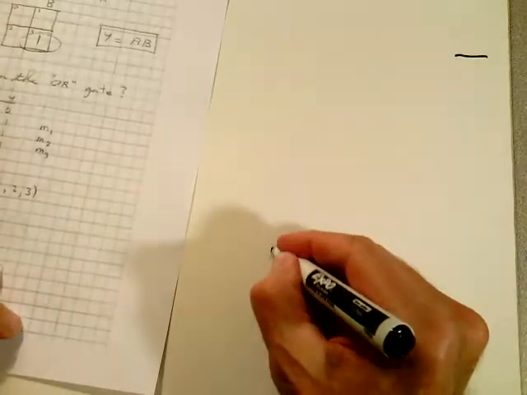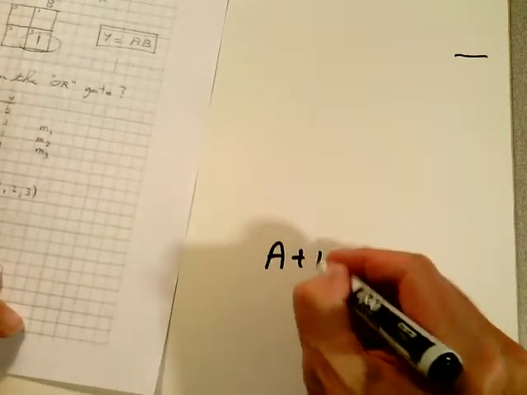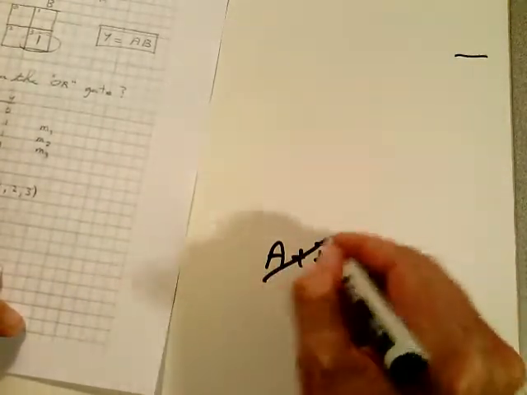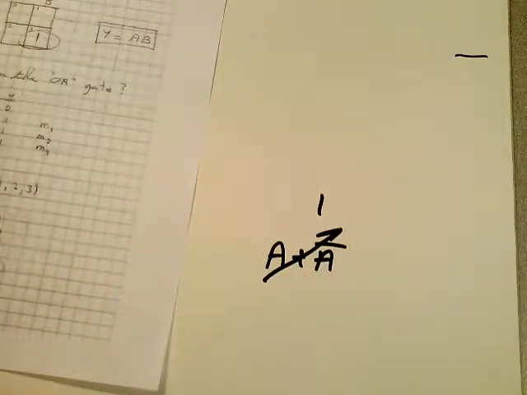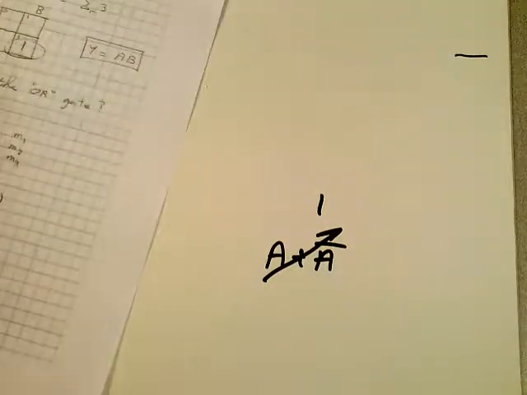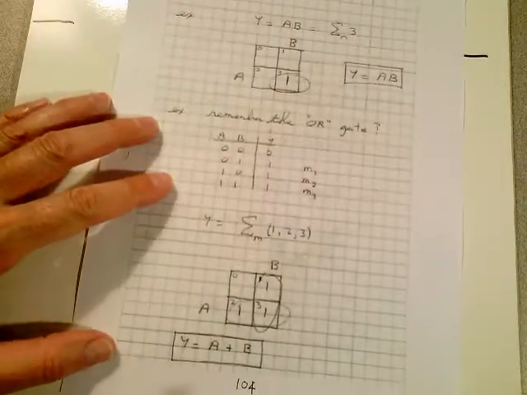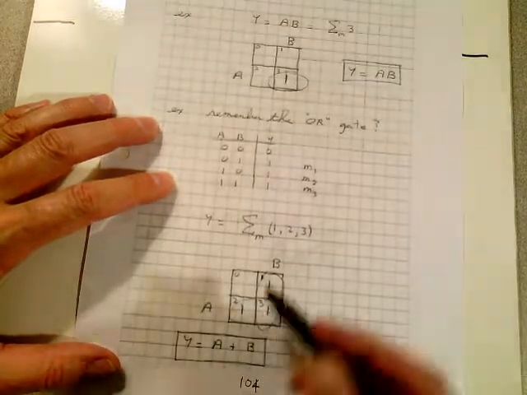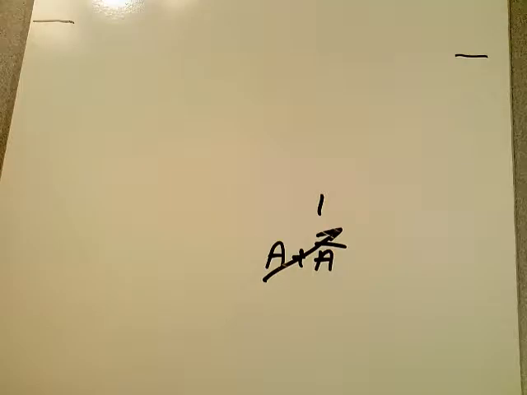Because we know when you see an A or an A bar, let's write that down here. When you see an A or an A bar, you know that goes to a 1. Okay? So you can forget about it. So this is A or B. Let's look at the next example.